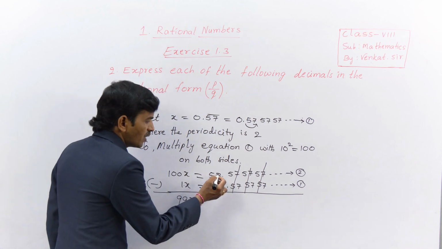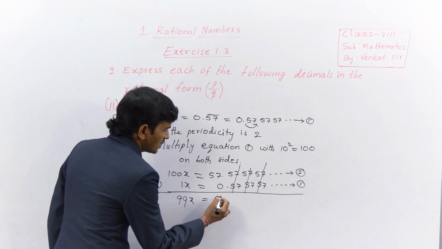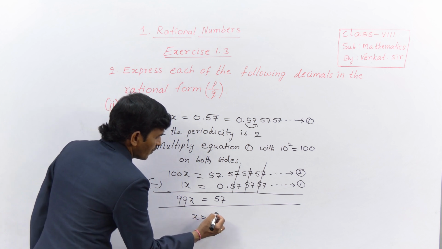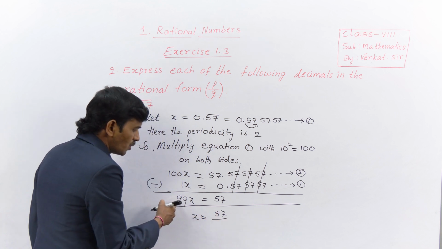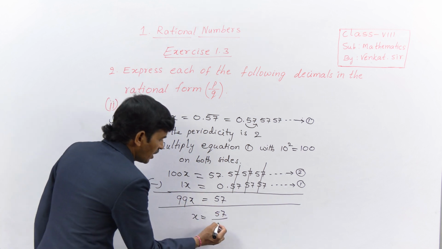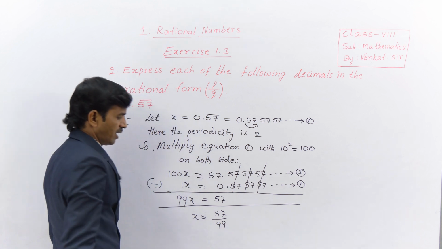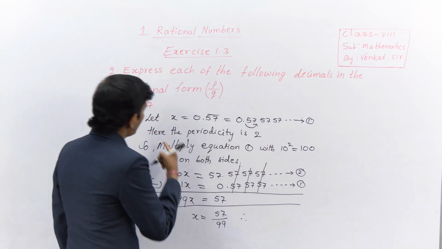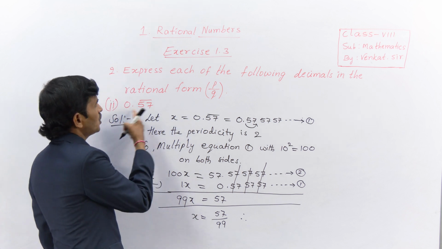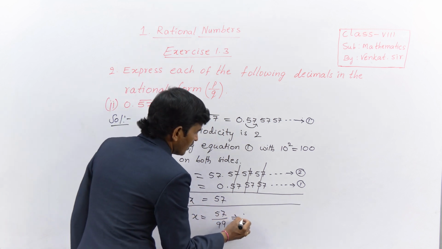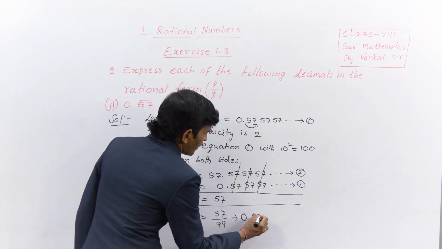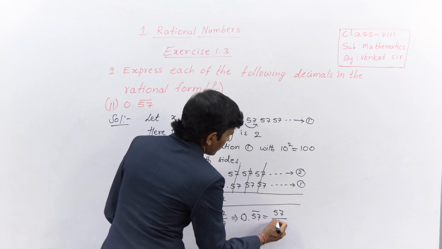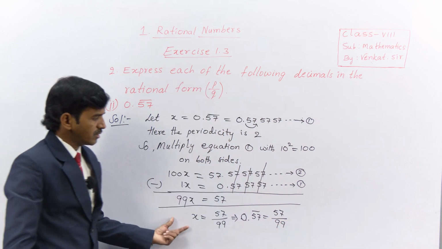Now what is left over here? 57 minus 0, that is nothing but 57. So then x is equal to 57 by 99. If you transpose, it becomes 57 by 99. But what is x actually? X is nothing but 0.57 bar. That is 0.57 bar, which is equal to 57 by 99. Right? This is the answer.